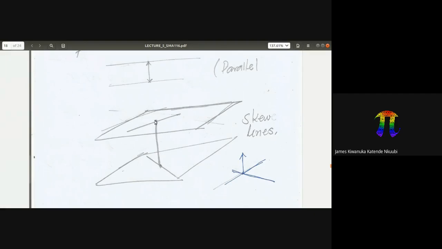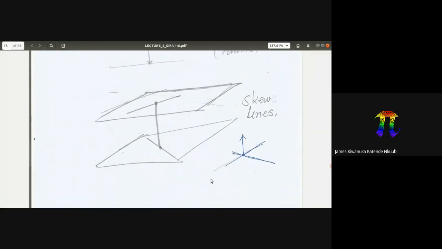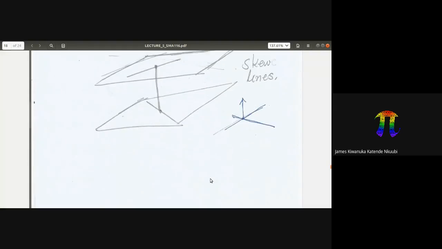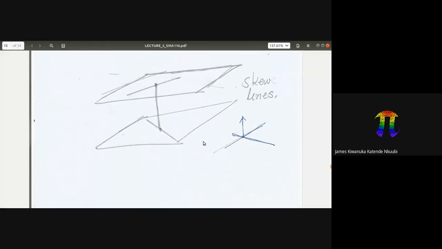So our interest now is to find the distance between these two skew lines, from this point to that point. So the shortest distance. And there'll be only one point on each line which will give you the shortest distance. What we'll realize also is that this line of shortest distance will be perpendicular to both lines, right? So take note of that.